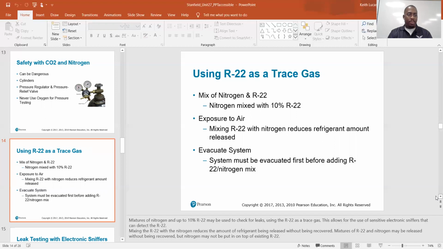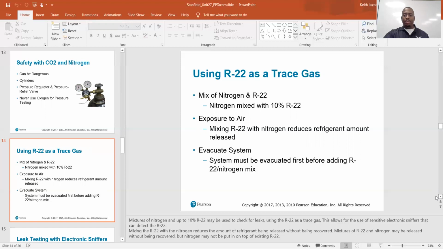Trace gas meaning if you're using an electronic leak detector and you only have nitrogen in the system, it's not going to pick up the leak because there's no refrigerant to detect. Your soap bubbles will blow a bubble if you find the leak with the nitrogen in there. But the purpose of the R22 being present is so that an electronic leak detector can actually pick up on the refrigerant escaping from the system. Mixing the R22 with nitrogen reduces the amount of refrigerant being released without being recovered.